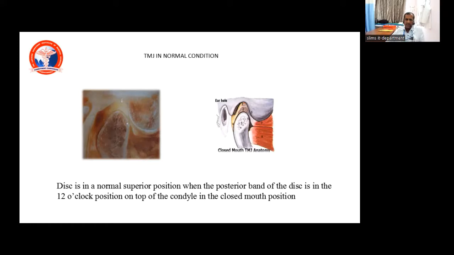The disc is in normal superior position when the posterior band of the disc is in the 12 o'clock position on top of the condyle in closed mouth condition. Now, when a person is in a closed mouth position, the disc will be in normal superior position with the posterior band of the disc in 12 o'clock position. That means at rest, your disc will be in 12 o'clock position. That is what the diagram depicts.